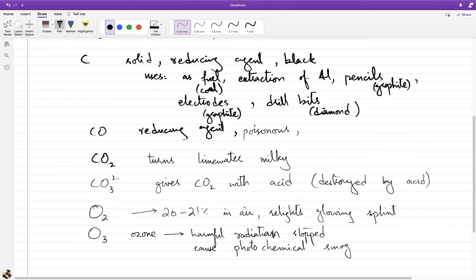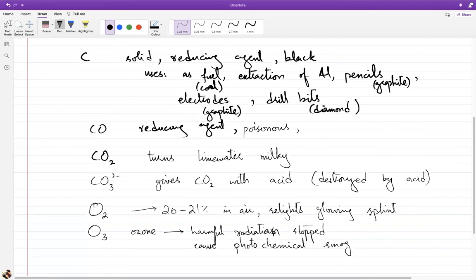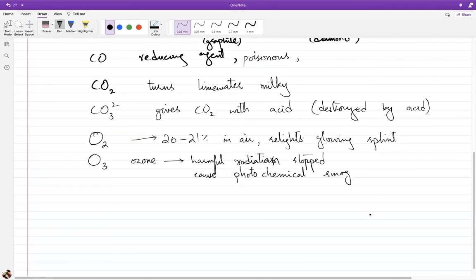Things that react with oxygen to form a compound, those compounds are called oxides. And oxides have a whole chapter or section dedicated to them. So for now, I will simply give you a little bit about them. Oxides are of four kinds. Oxides are acidic, neutral, amphoteric, and basic.